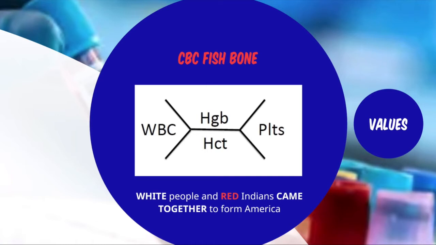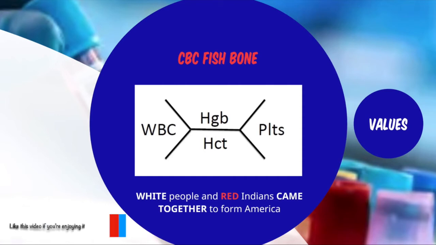So you should know which value represents what, because it won't be written there that this is white blood cell and this is hemoglobin. It's just going to be numbers. So you should know when you look at the fishbone. This is the arrangement for the complete blood count fishbone.